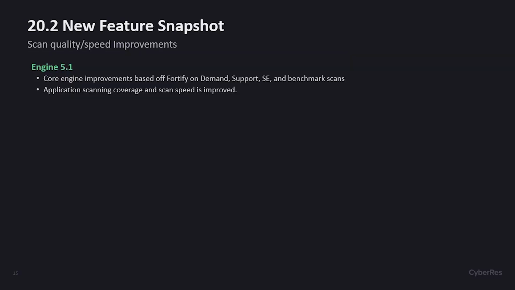Number one, we have Engine 5.1. In terms of performance, we basically created a feedback loop with Fortify On Demand support and sales enablement. So they've been providing us with feedback from customers about areas where maybe we're missing things or the performance isn't quite there. In this 20.2 release, the performance is dramatically improved. And you'll see that in the scans. We've got faster results and better coverage.